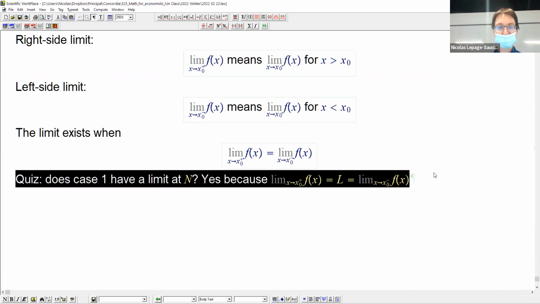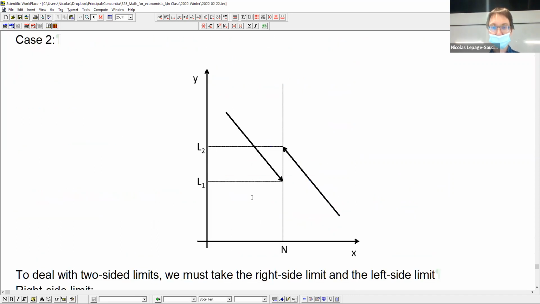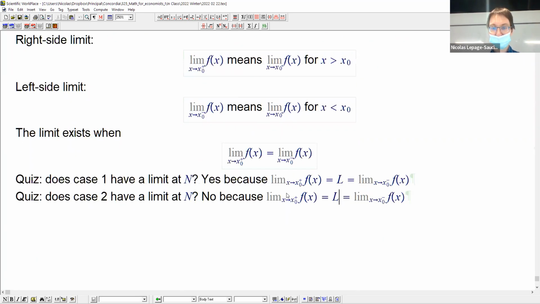And then does case two have a limit at n? No, because when I go from the right, it is equal to L2, which is greater than L1, which is the limit when I go from the left.